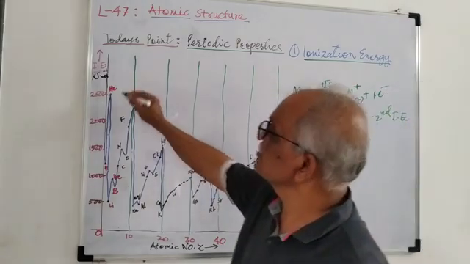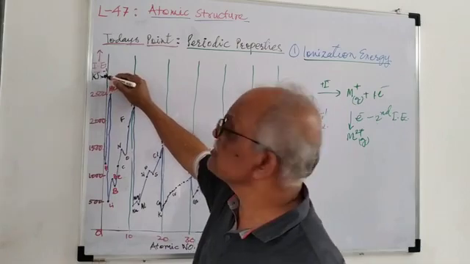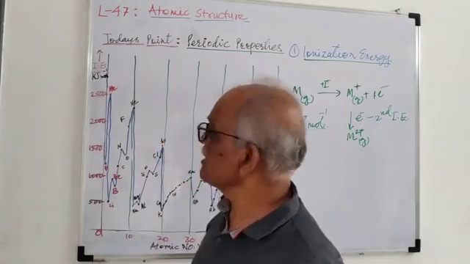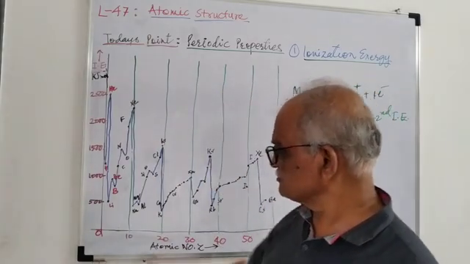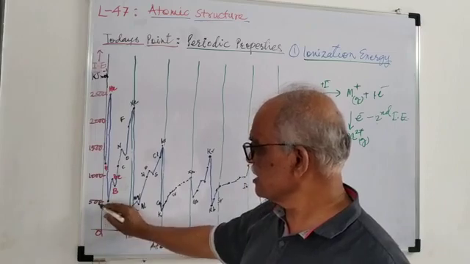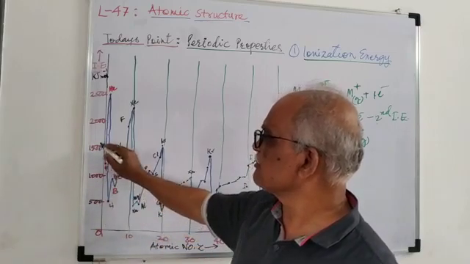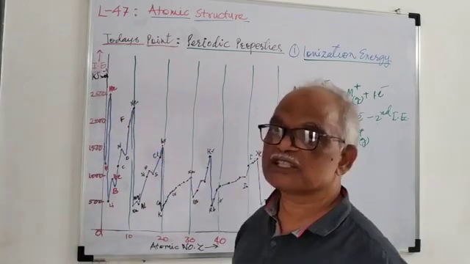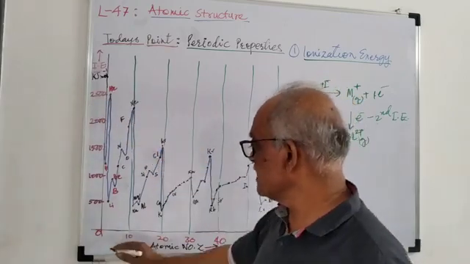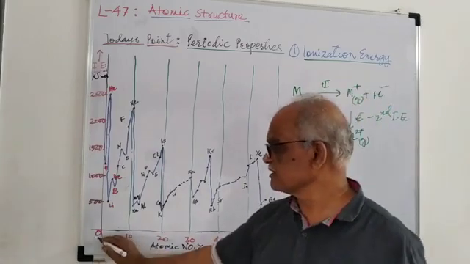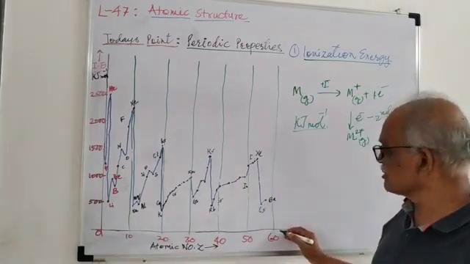So we have shown here the ionization energies in kilojoules per mole along this axis. This graph shows 0 ionization energy, then 500, 1000, 1500, 2000, 2500 kilojoules. Such values are plotted along this axis, and along this axis we have taken atomic numbers starting from 1 to about 60.